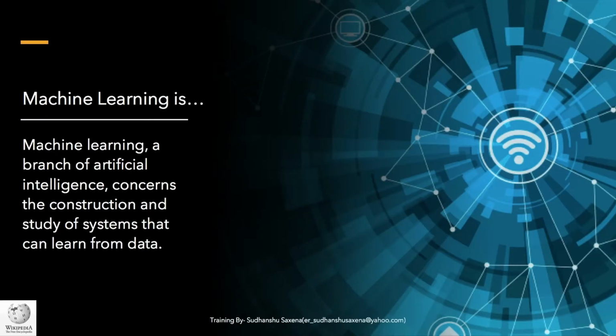If you talk about the definition, it says machine learning is nothing but a branch of artificial intelligence which concerns the construction and the study of systems that can learn from the data. Very much like humans, I want my machine to learn from the data. And I just want to give you one example of how this machine learns with respect to the data.